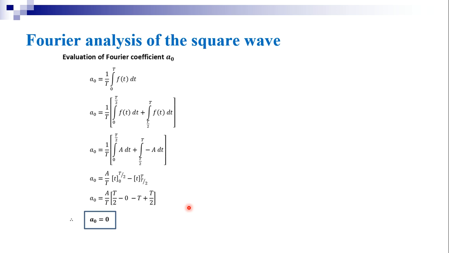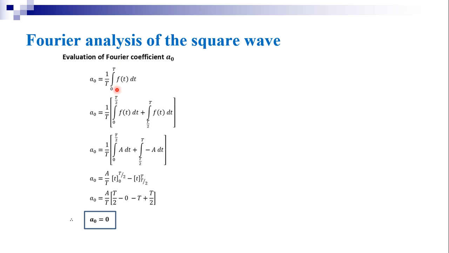Now let us evaluate the Fourier coefficients for the square wave. Let us consider the Fourier coefficient which we have derived in our earlier session, that the Fourier coefficient a naught is represented as a naught is equal to 1 by T into the integration of f of t with respect to t from 0 to T.